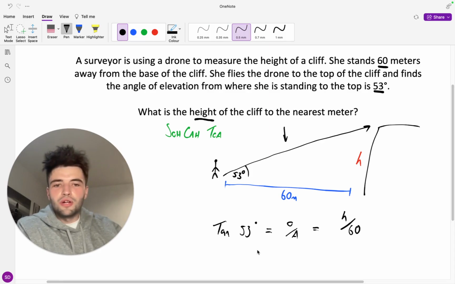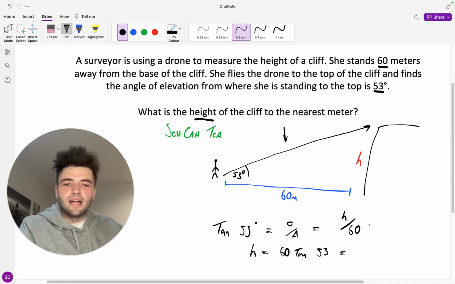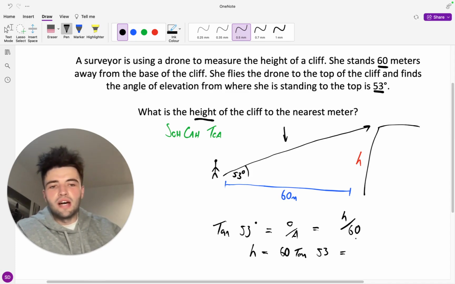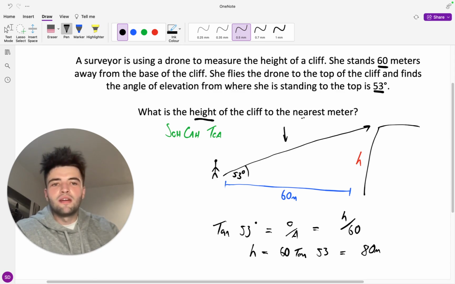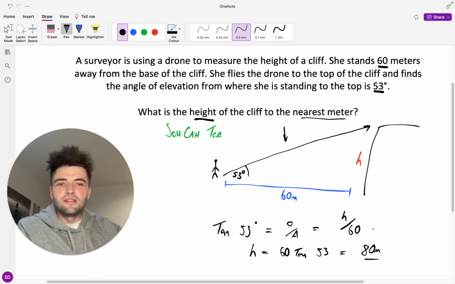What I'm going to do straight away is multiply across by 60. So we can say that h is equal to 60 times tan 53. When we multiply 60 by tan 53, if we use our calculator, it is going to be roughly 80 meters. We're told also to give our answer to the nearest meter. So our answer is going to be 80 meters, and that is going to be it for this question.